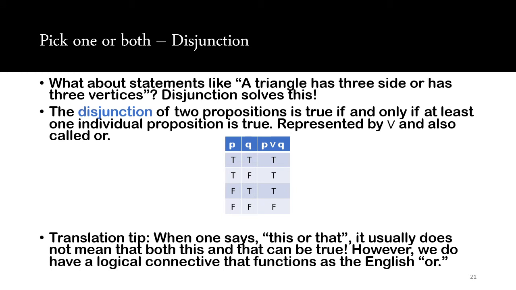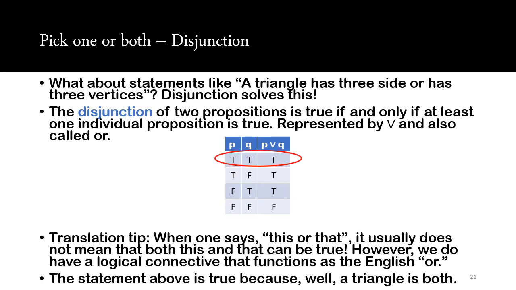So, there's a translation tip here. You gotta be careful. Remember when people say this and this or that? Yeah, they typically mean not this. They typically mean you can only pick one. This is not for dealing with that. However, we do have a special connective for this. It functions much like the English OR. Well, we have the statement above to be true because a triangle is both a 3-sided polygon and has 3 vertices.